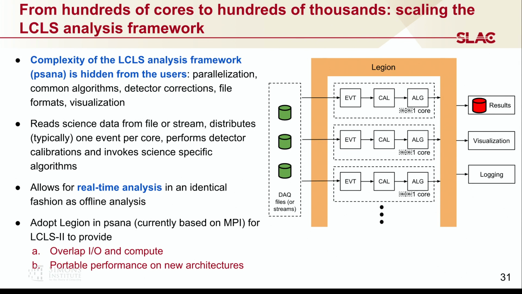Then finally, we are developing a framework for analysis that will be able to satisfy any experimental techniques, any algorithms that are thrown at it. And what we are working on right now, always within exascale, is the ability to scale from the hundreds of cores that we have today to hundreds of thousands of cores. We are doing this by adopting this Legion framework that will allow us not only better ability to overlap I/O and compute, but above all to provide portable performance on new architectures. And this is becoming particularly important for us.